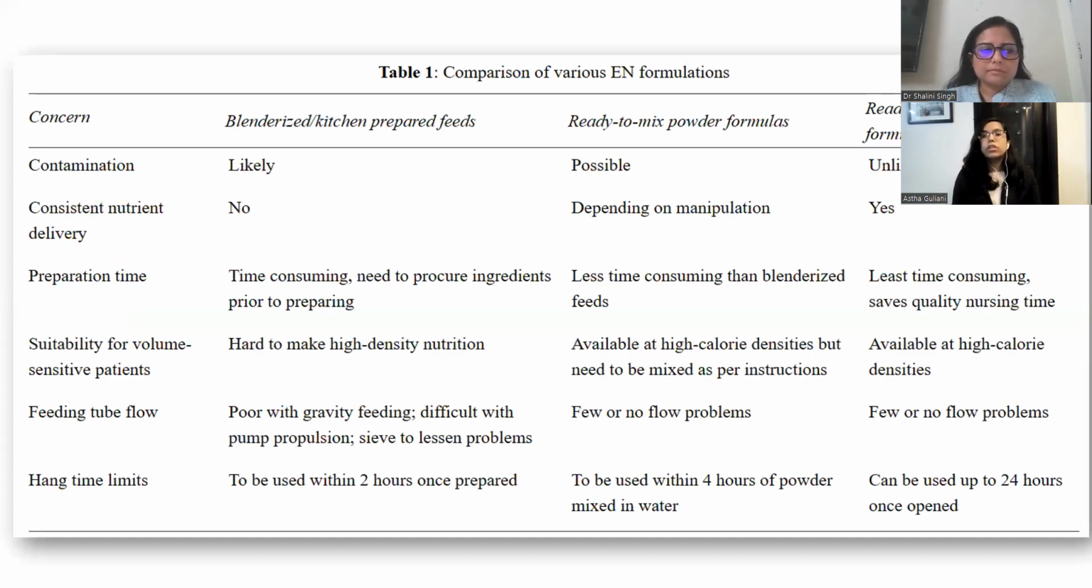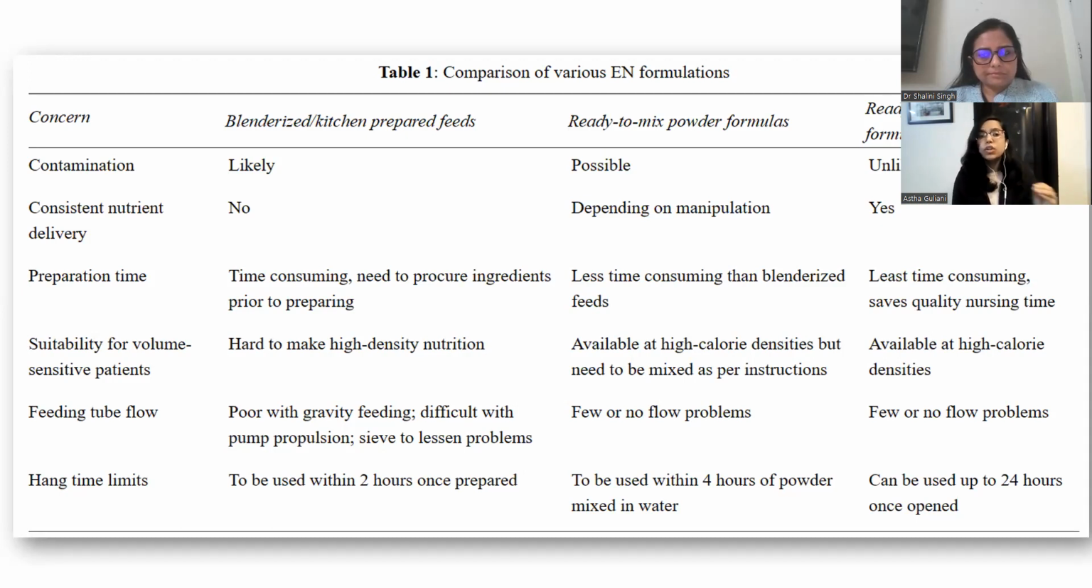Now, different enteral formulations that can be given are kitchen-based feeds, ready-to-mix powder formulas, and ready-to-hang liquid formulas. Kitchen-based feeds, because obviously they're prepared in the kitchen, are more likely to be contaminated as compared to the ready-to-hang liquid formulas. And the ready-to-mix powder formulas are also prepared within the ICU, so they also can get contaminated. Then for preparation time, kitchen-based feeds and powder formulas take more preparation time as compared to the ready-to-hang liquid. The kitchen-based formulas can also clog the tubings, whereas this won't happen in the case of a liquid formula.